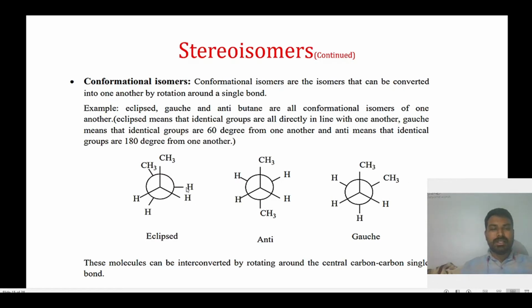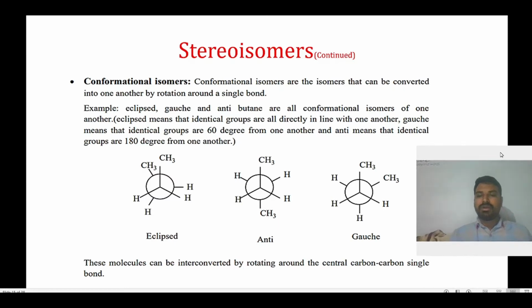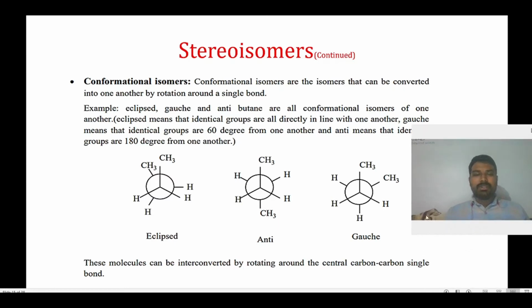See, these are eclipse form, anti form and gauche form. In eclipse form, as I have given, all groups are in line with one another. Now in anti form, the same groups are 180 degrees from each other. The opposite groups are at 180 degrees, or the same groups are at 60-degree angles. These molecules can be interconverted by rotating around the central carbon-carbon single bond.